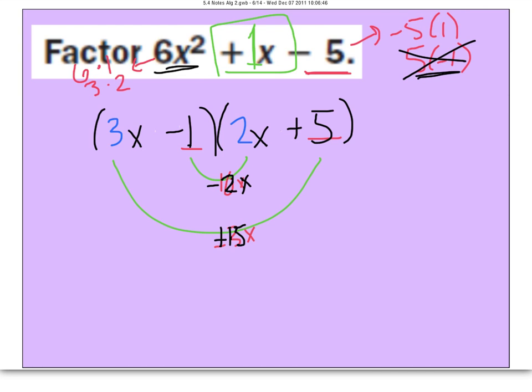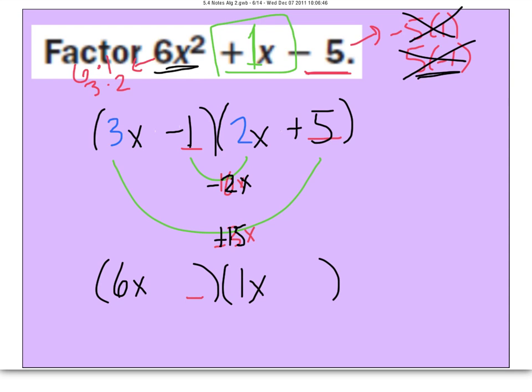I'm going to tell you it's not going to be this combination either. The problem is it's not even 3 and 2. So let's start over. Again, it's just guess and check. It's going to be a 6 and 1 combination. So 6x and 1x. Let's try that one.